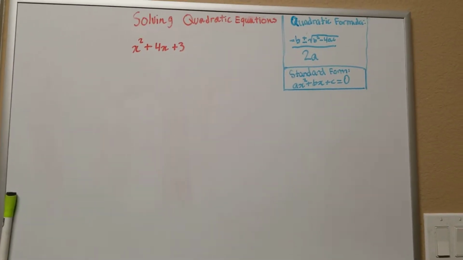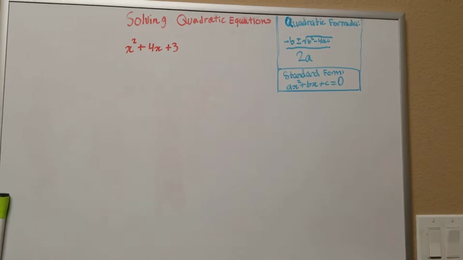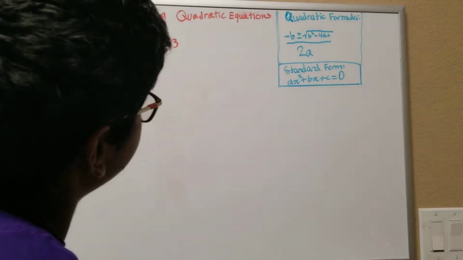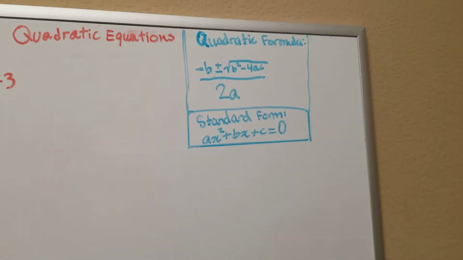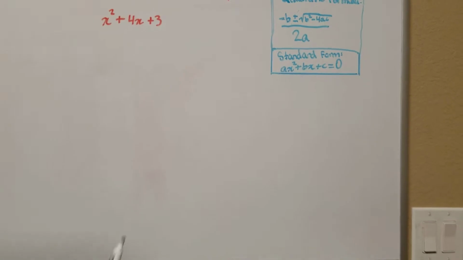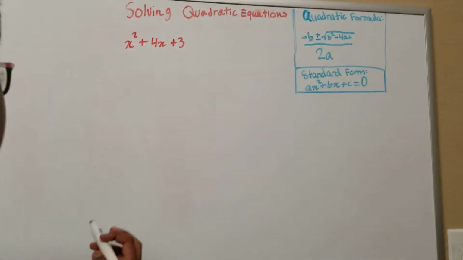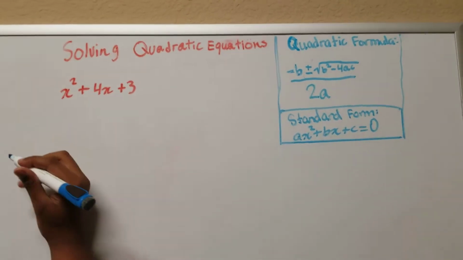Alright, so in this video we're going to be solving quadratic equations with the quadratic formula. The quadratic formula is negative b plus or minus the square root of b squared minus 4ac, over 2a. That's a mouthful. And so over here, the first step is to define a, b, and c.